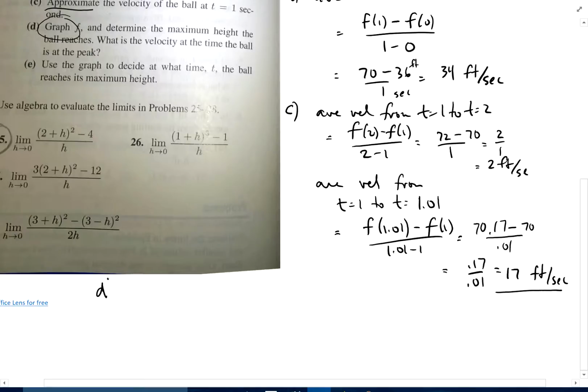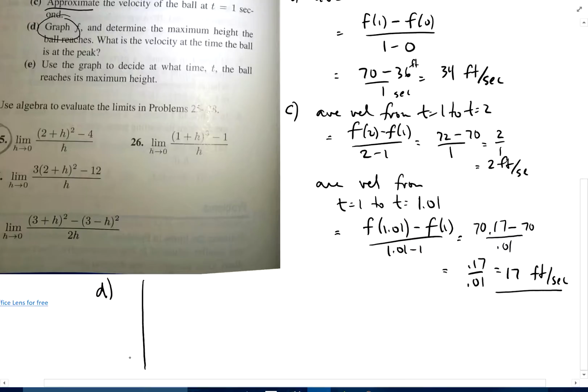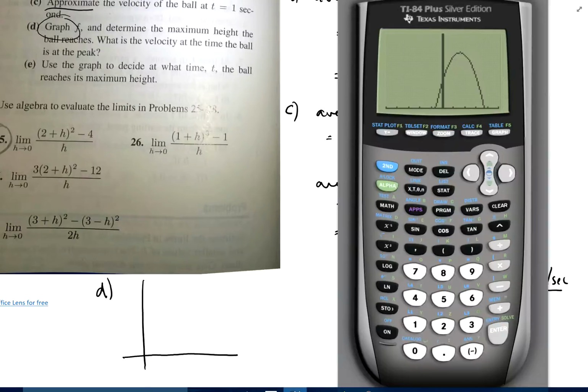D, which is graph it. And so if I graph it, I went ahead and put it on here already. There's my function, and if you set the window to -5 to 5 and 0 to 100 for the y's, and then graph it, it's going to look something like that. There it is, right? So it says, determine the maximum height the ball reaches. Well, how do I figure out what the maximum height is going to be? The maximum height is going to be right here.